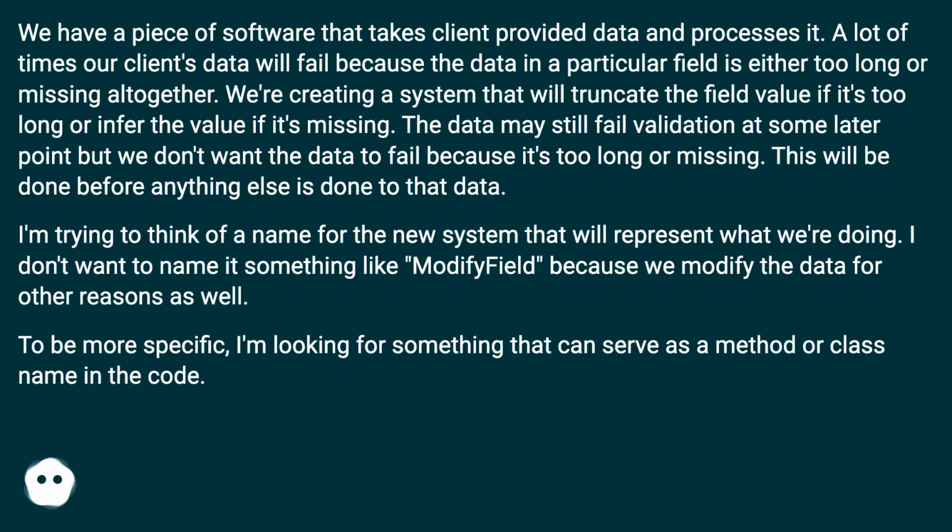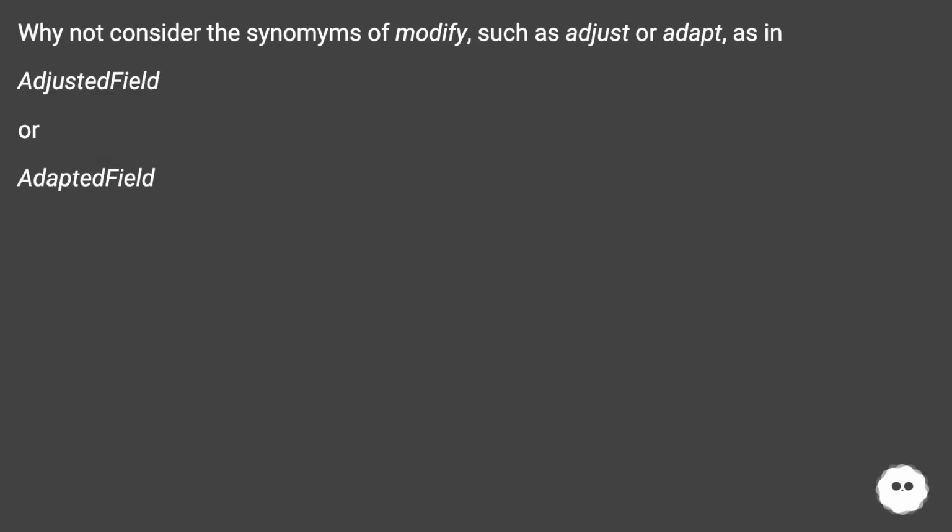To be more specific, I'm looking for something that can serve as a method or class name in the code. Why not consider the synonyms of modify, such as adjust or adapt, as in AdjustedField or AdaptedField?